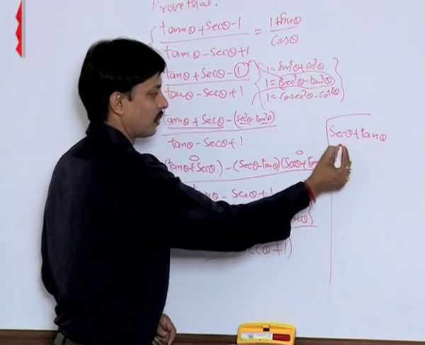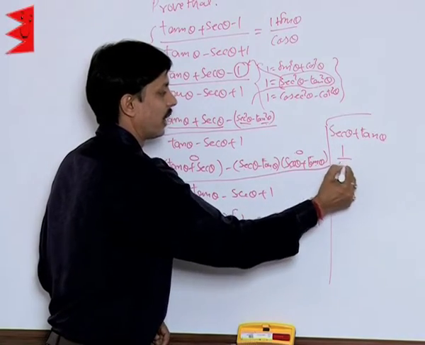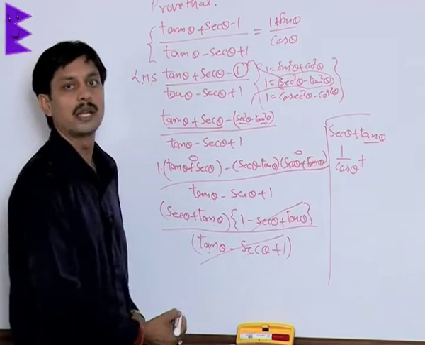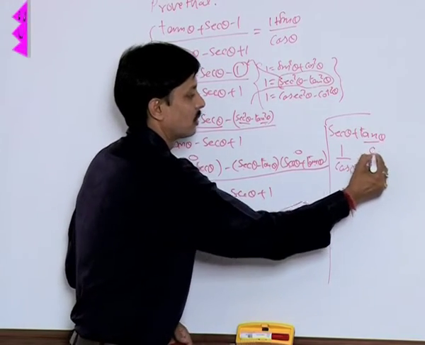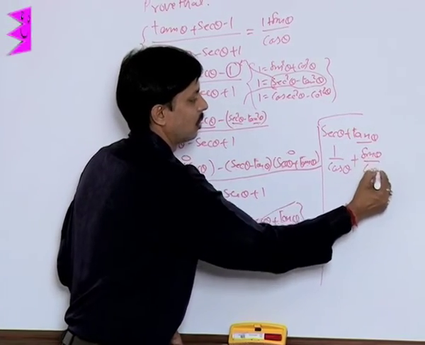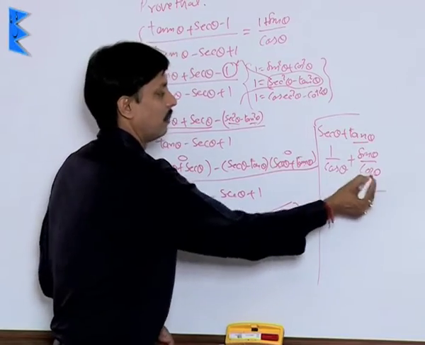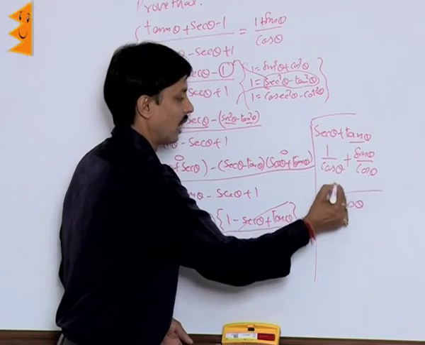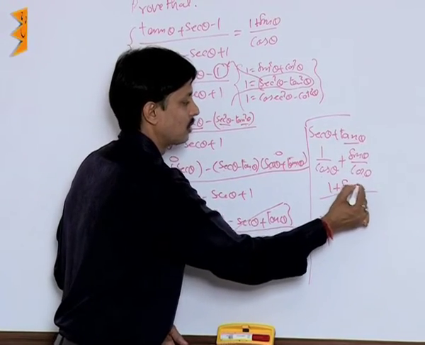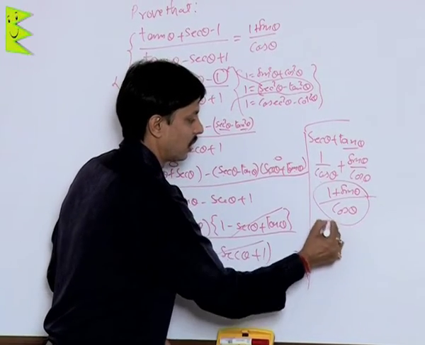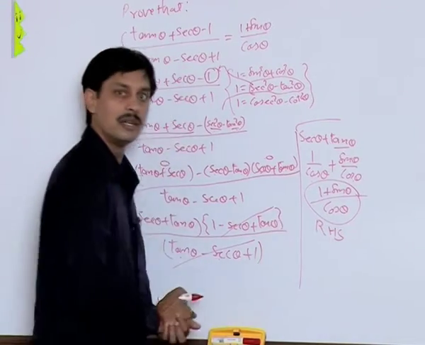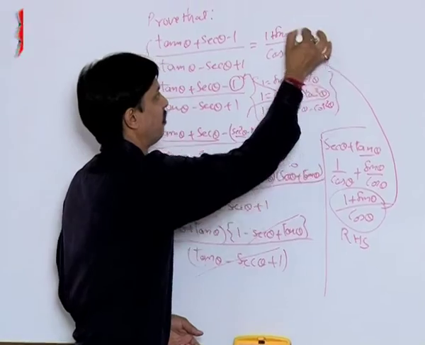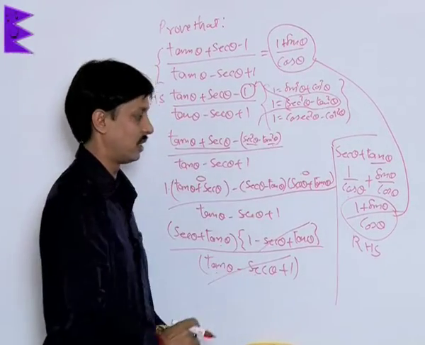Now in place of sec theta we are free to write 1 upon cos theta, and the special formula of tan theta is what? Sin theta upon cos theta. LCM is the same. What is this? Cos theta. So we are left with what? 1 plus sin theta. This is our required right hand side. So this is the required right hand side, matching with our required result.